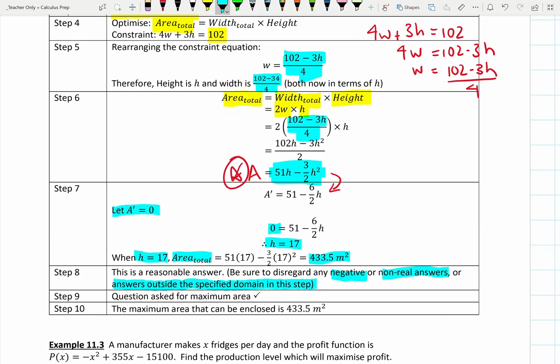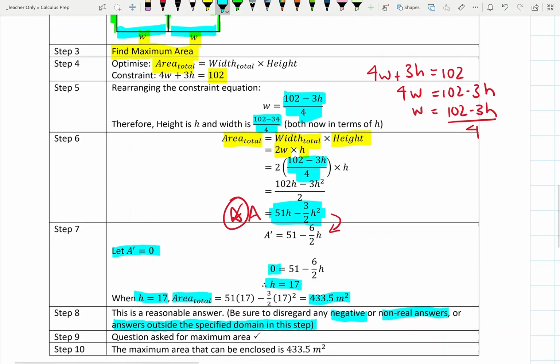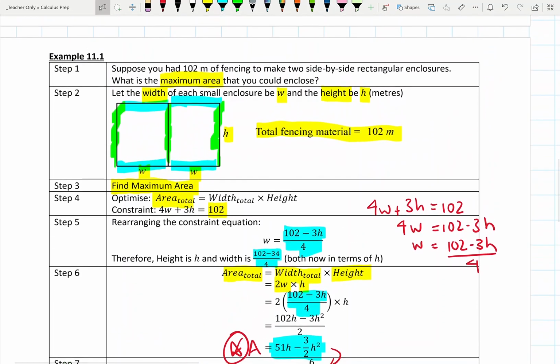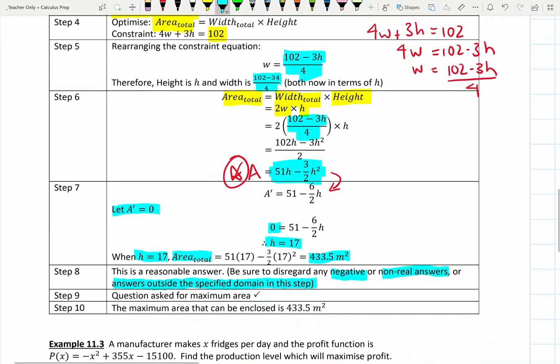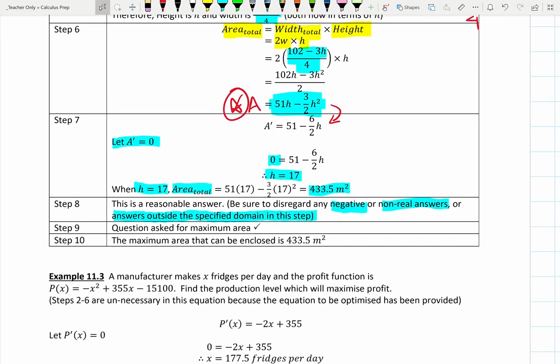Step 9, read the question again. Have you answered the question? So the actual question is, what is the maximum area? And we have calculated the maximum area. Step 10, wordy in, wordy out. The maximum area that can be enclosed is 433.5 square meters. And that's it.